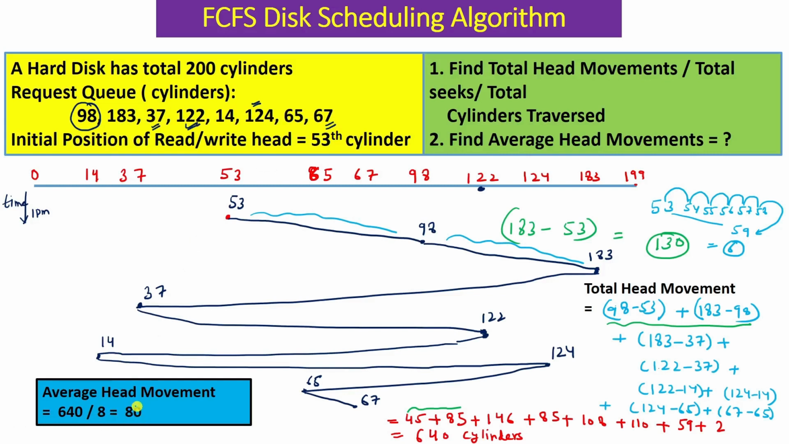That is, on an average 80 times your head moved to service all the requests coming inside this request queue using the FCFS scheduling algorithm. This average head movement can come as a float number also, something like 80.5, in other numericals, but here it is just an integer. So I hope you have understood what average head movement is: for servicing a single request, on an average how many times your head can move according to the FCFS scheduling algorithm, if this type of requests are present inside your request queue.